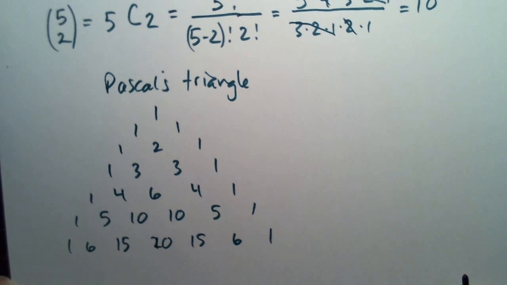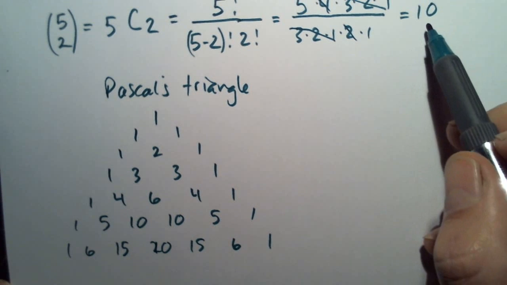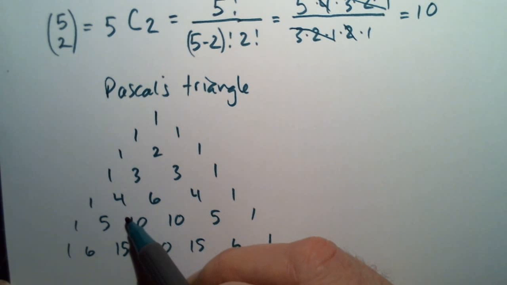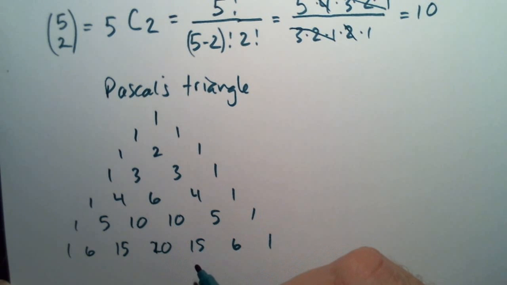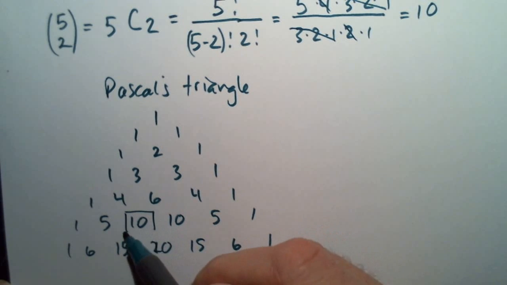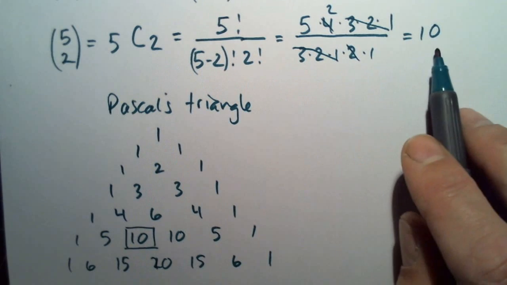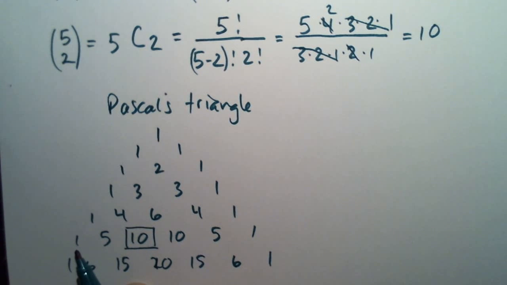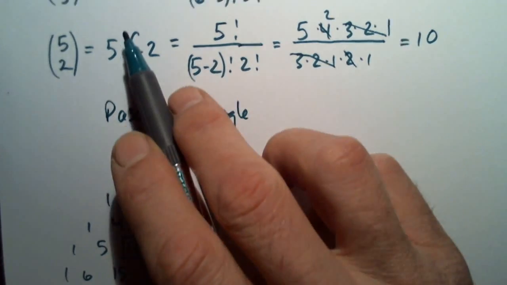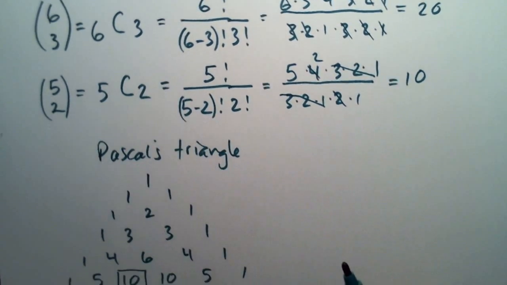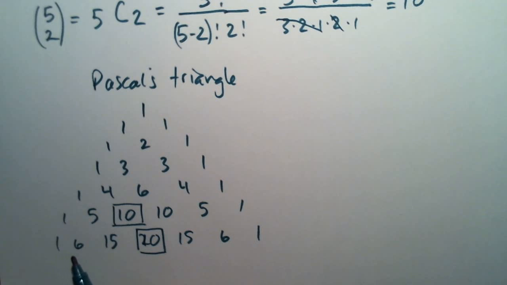we can see that 10 appears here, and this is 5 choose 2. 5 choose 2 is 10. That appears right there. This is 5 choose 0, 5 choose 1, 5 choose 2, 5 choose 3, 5 choose 4, 5 choose 5. 20 appears down here, and that is 6 choose 3. So this is 6 choose 0, 1, 2, 3.